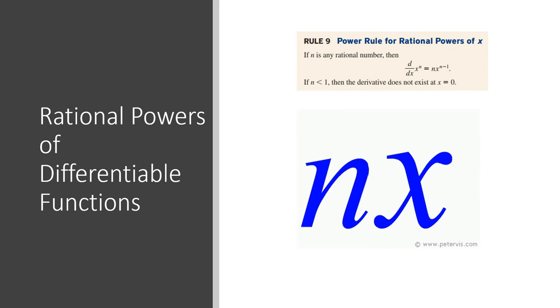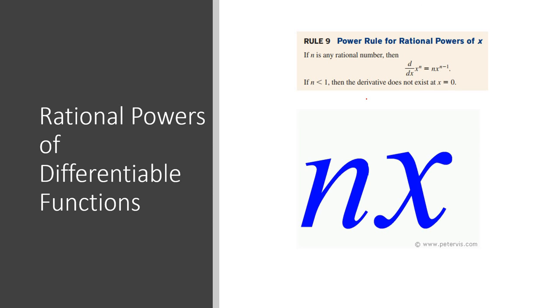Finally, to wrap up this section, we're going to talk about the power rule for rational powers of x. So this rule states that if n is any rational number, then the derivative of x raised to the n is equal to n times x raised to the n minus 1, as we can see over here in the bottom. Now, you might be asking yourself, well, isn't this just the same exact thing as the power rule that we already talked about? The answer is yes.